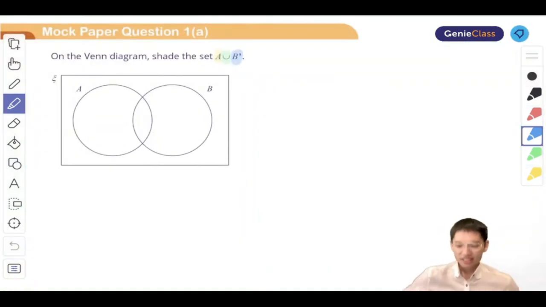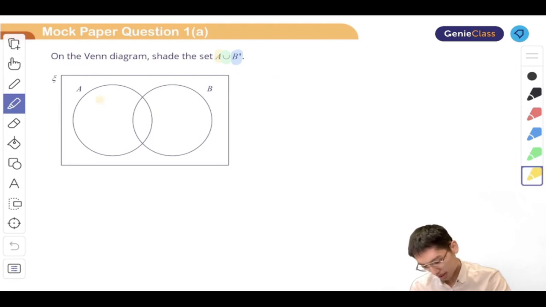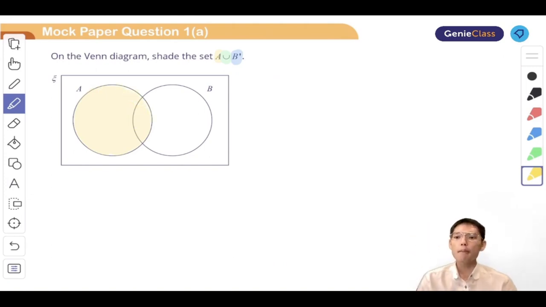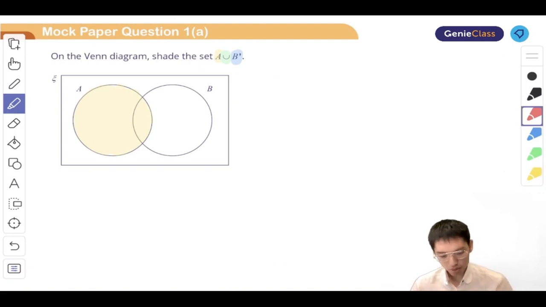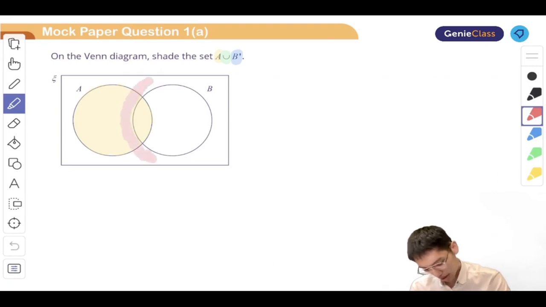Now if I look at this particular mock paper again, A union B prime, what does it mean? What I'm doing is this one over here. A is none other than the area over here. I'm just going to shade. Give me a while, let me rekindle my primary school memories of coloring. So this is A union B prime. B prime is the area outside of B, which is none other than this area over here.